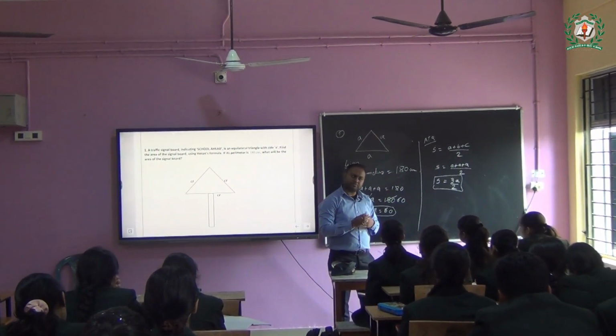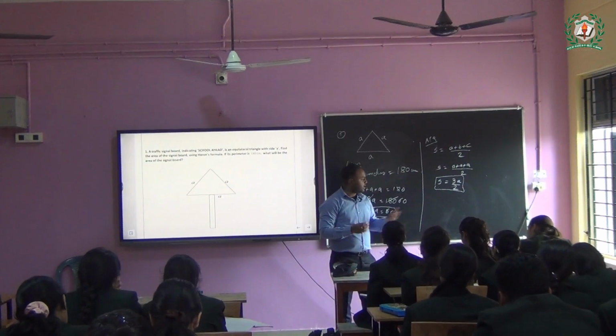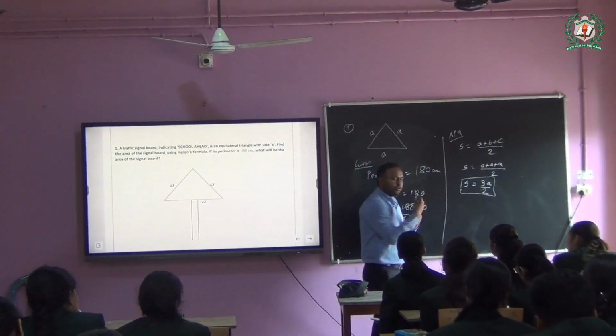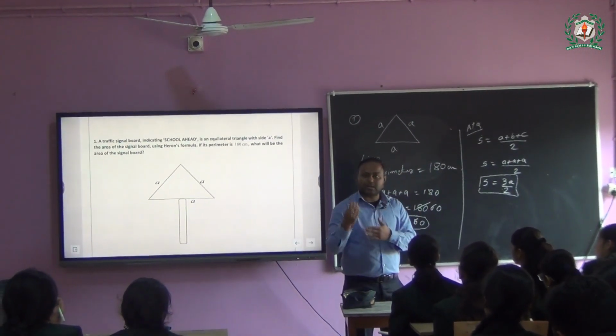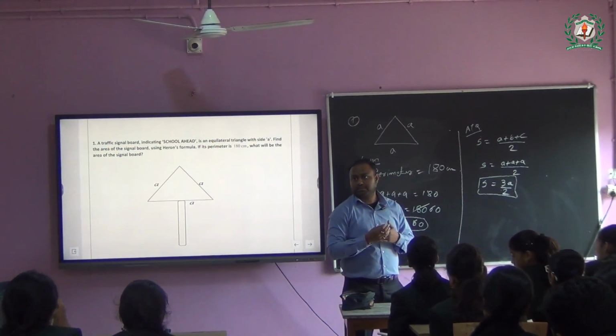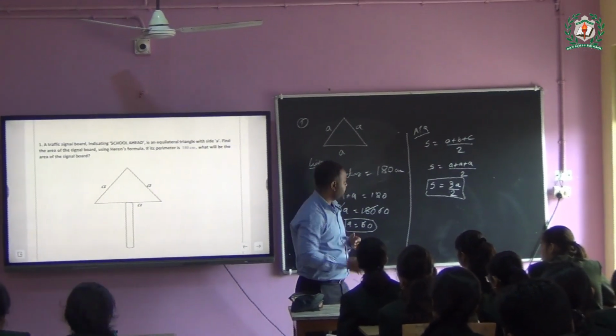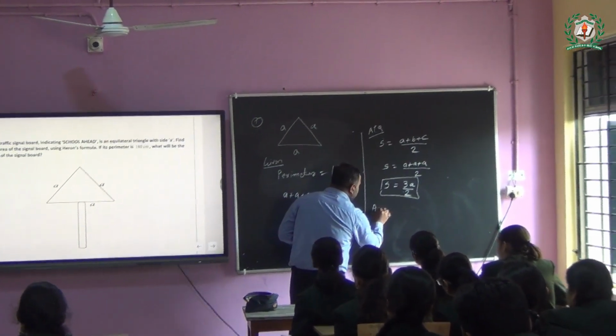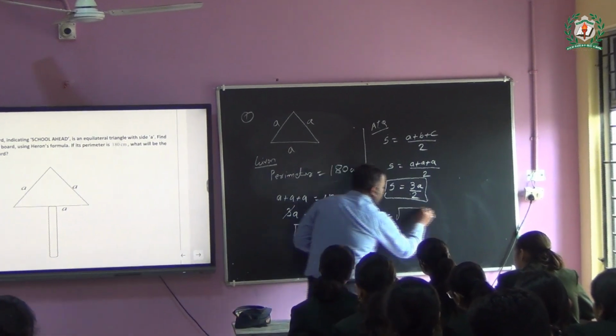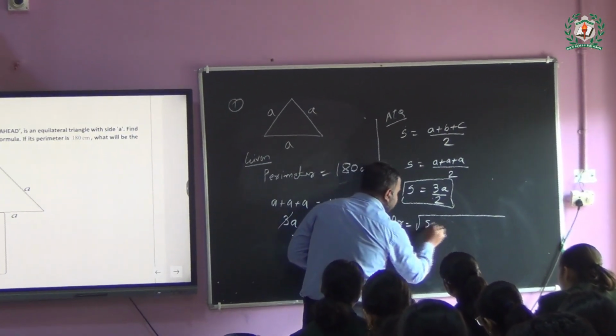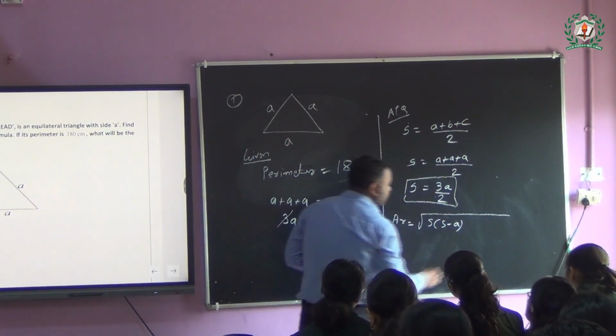There is another way, no doubt. Ultimately, what you can do is find out the formula and put the values at last, which I always used to say, because while you're doing this, the calculation becomes shorter. Okay? You see, the area equals under root S minus A.